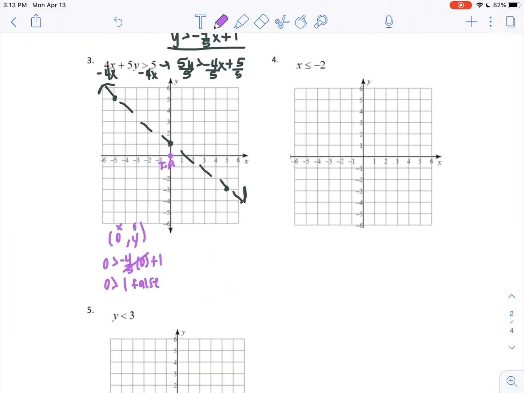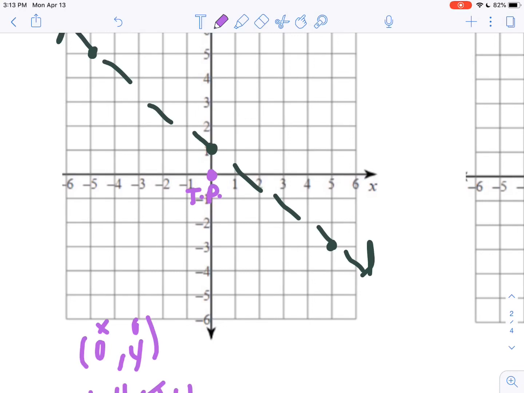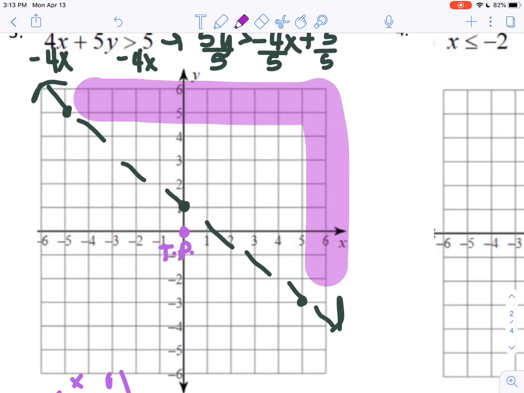So that means since the test point is underneath the line, I've got to shade above the line. Okay, the opposite side of where the test point is, because that's where the solutions are located. So up here is my solution area.